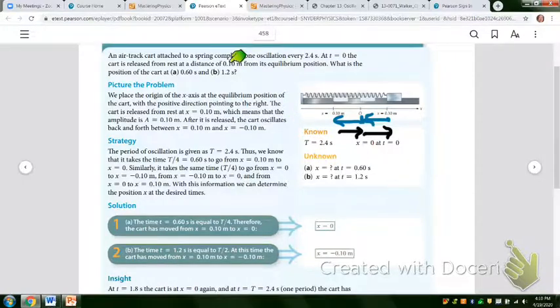All right, where is the cart at 1.2 seconds? At 1.2 seconds, the front of that cart is going to be right here at x equals negative 0.10. In other words, 1/10 of a meter past the equilibrium spot. And then from there it bounces back. So it's at 0 and negative 0.1 are the 2 answers. That's shown right here.